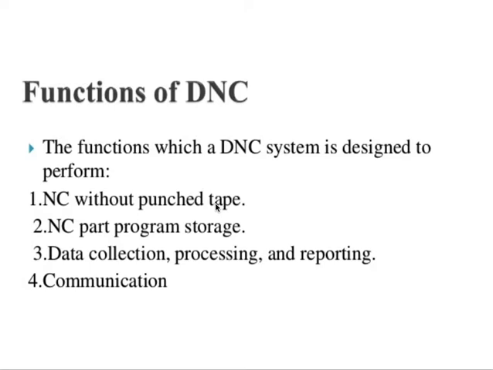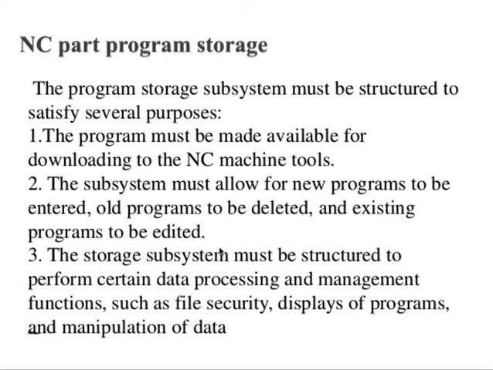The problems associated with punched tape and its costs can be eliminated with the DNC system, that is, NC part program storage. The NC program storage subsystem must be structured to satisfy several purposes. The management of a large volume of NC data in a production computer offers considerably more scope for storing and working with the NC programs. The NC data distribution entails making the NC programs available and transmitting the NC data to the machines. The form of transmission is dependent upon the hardware configuration of the complete system.